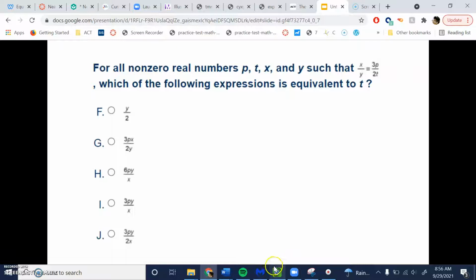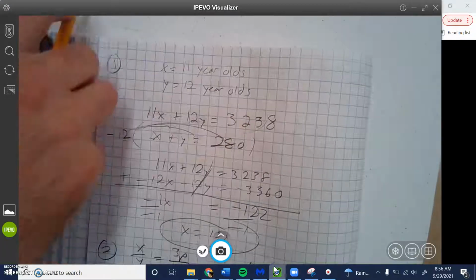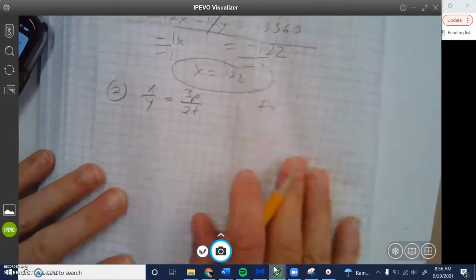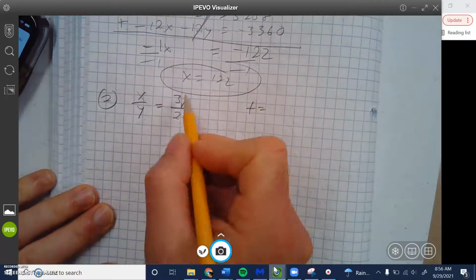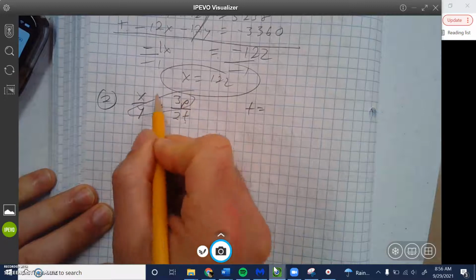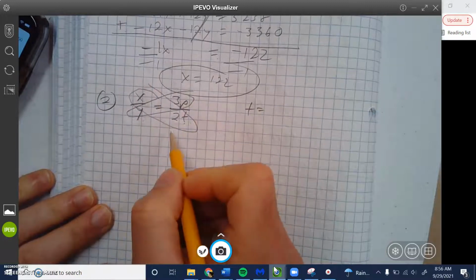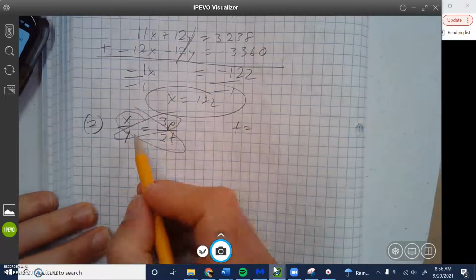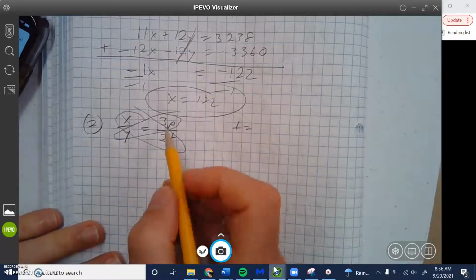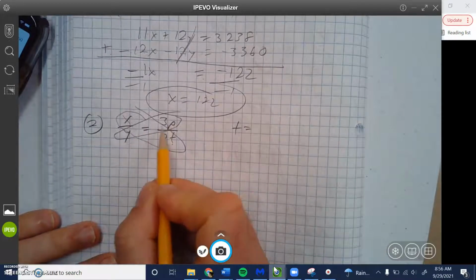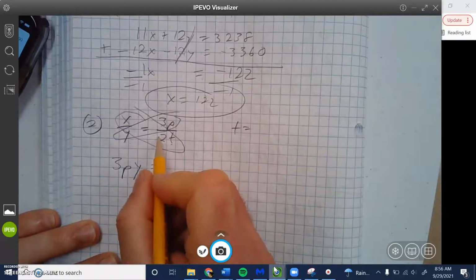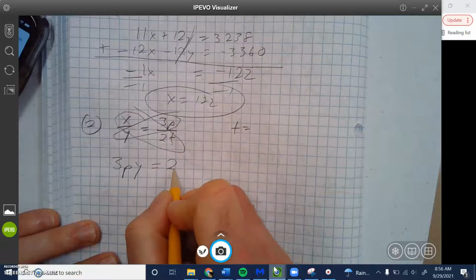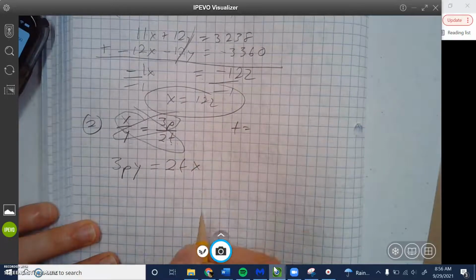All right, let's see what you got. So I'm solving for T. One thing you can do is find a common denominator, or you can just cross multiply. That's what I'm going to do, because I think that's easier than finding a common denominator to start. Common denominators with variables can sometimes be a little tricky. So 3P times Y is 3PY. This one is 2T times X.